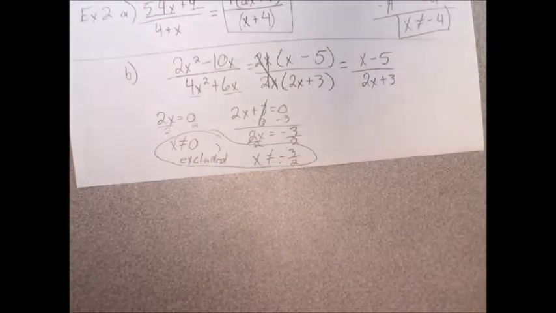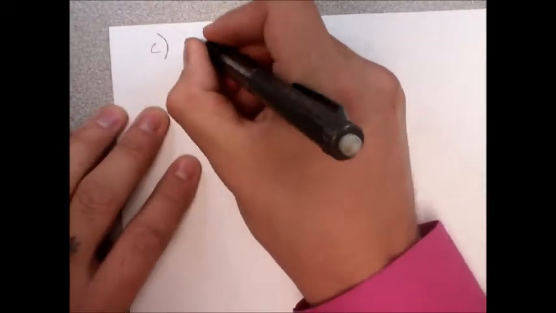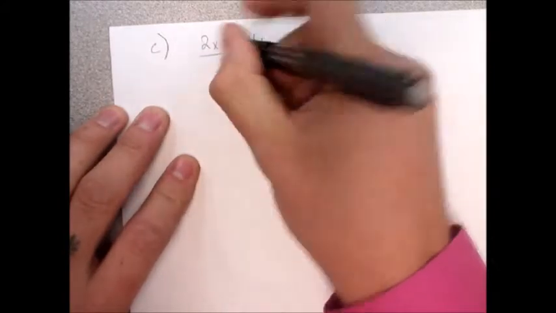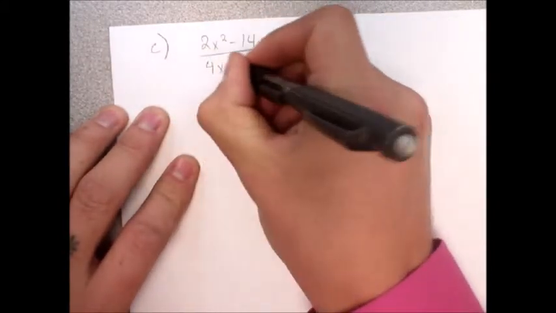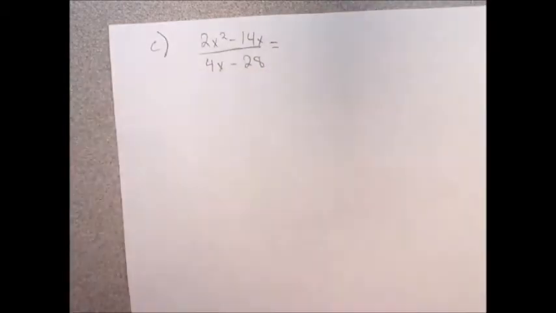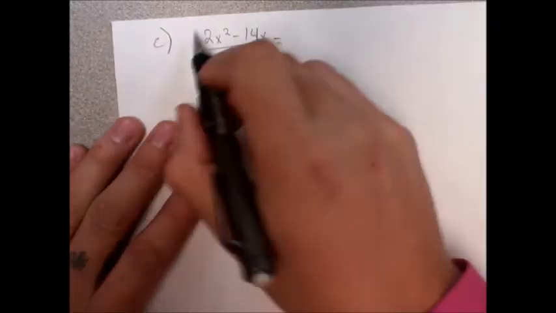Any questions there? Okay, going to part C. It has 2x squared minus 14x over 4x minus 28. Okay, I want to try to simplify these by pulling out what I know I can pull out.